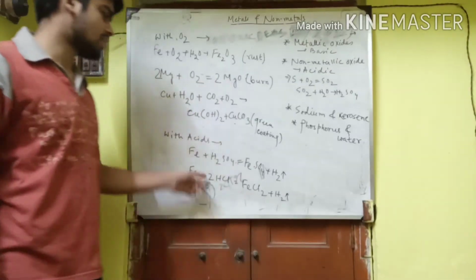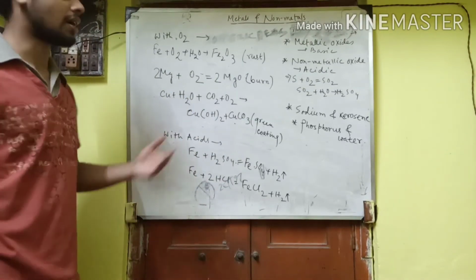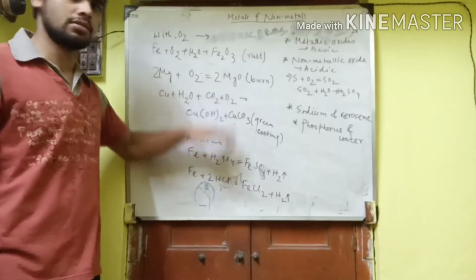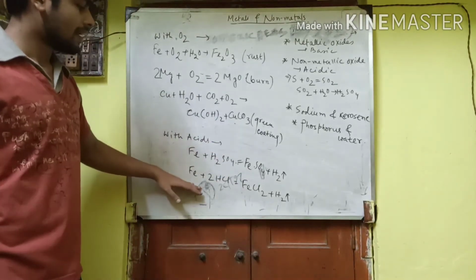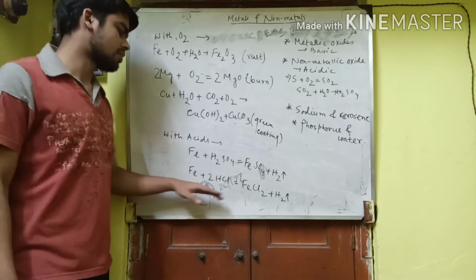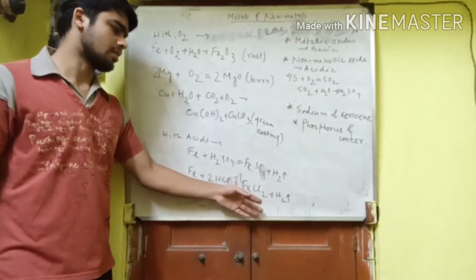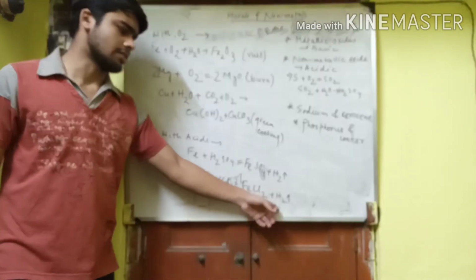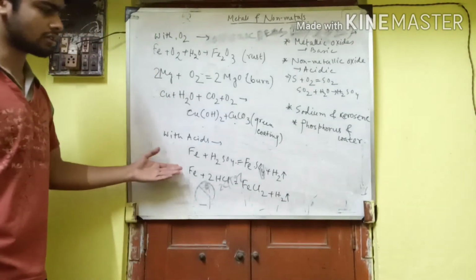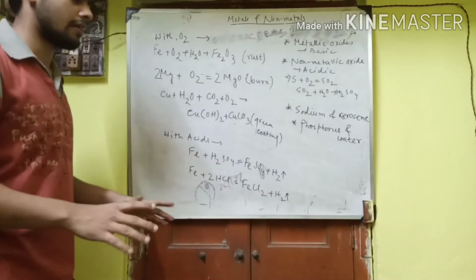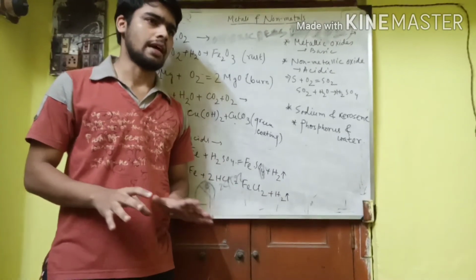This is a displacement reaction. What is a displacement reaction? I am discussing it in this video. Again, if iron reacts with HCl, which is hydrochloric acid, it forms ferrous chloride, and hydrogen gas is produced. This is a redox reaction. Basically, every such reaction is also a redox reaction. What is reduction? You do not have to know right now.